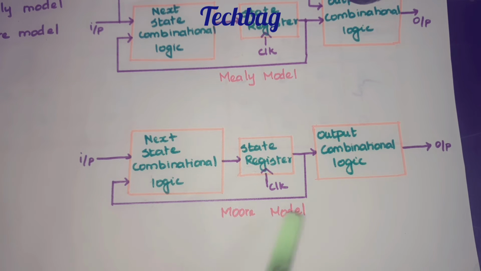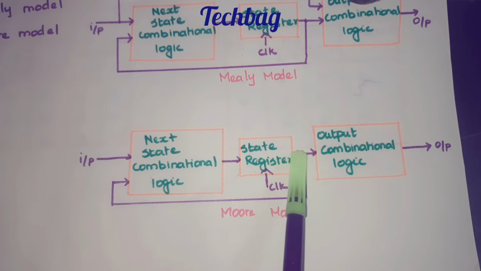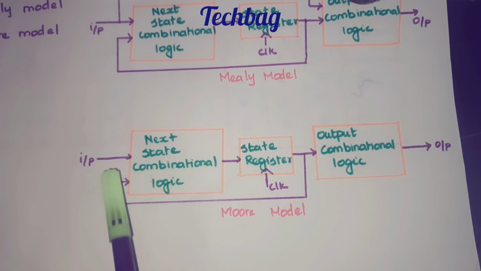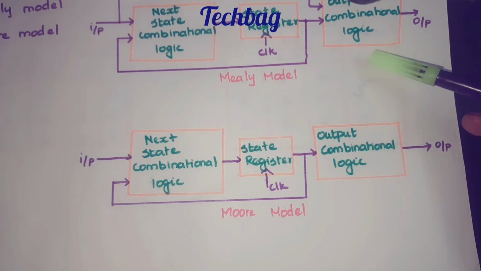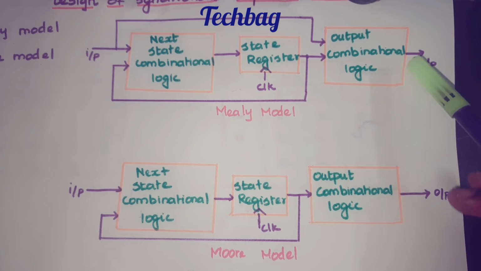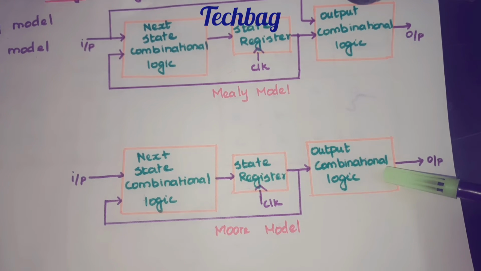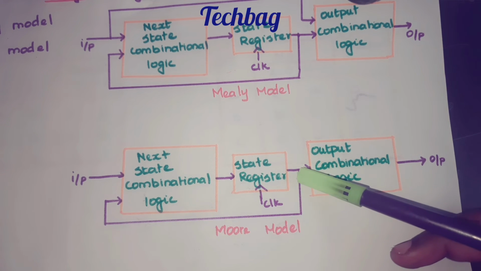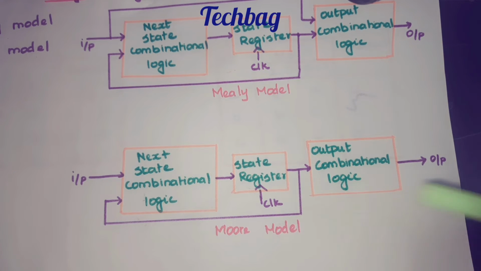The next block diagram shows the Moore model. Here, the output depends upon the present state only. It does not depend upon the input. That is the difference between Mealy model and Moore model. So in Mealy model, your output is a function of both the input and present state. But in Moore model, it depends upon the present state only. That is the difference between Mealy and Moore model.